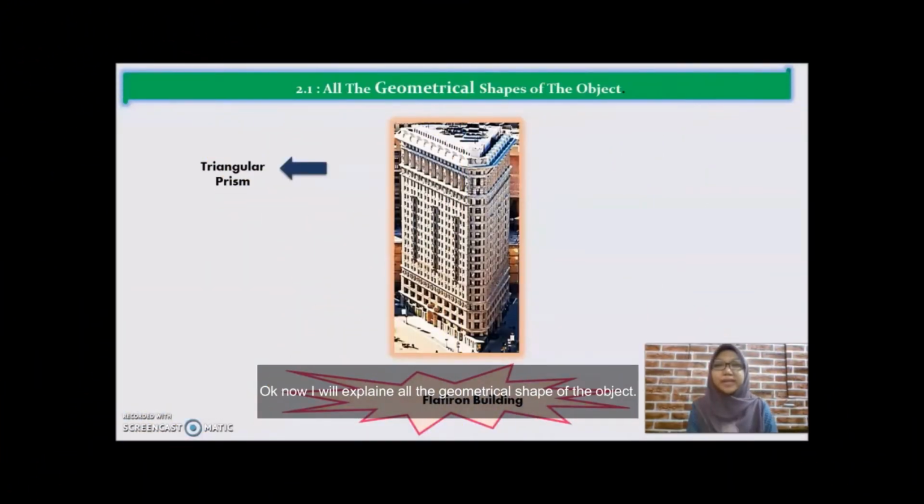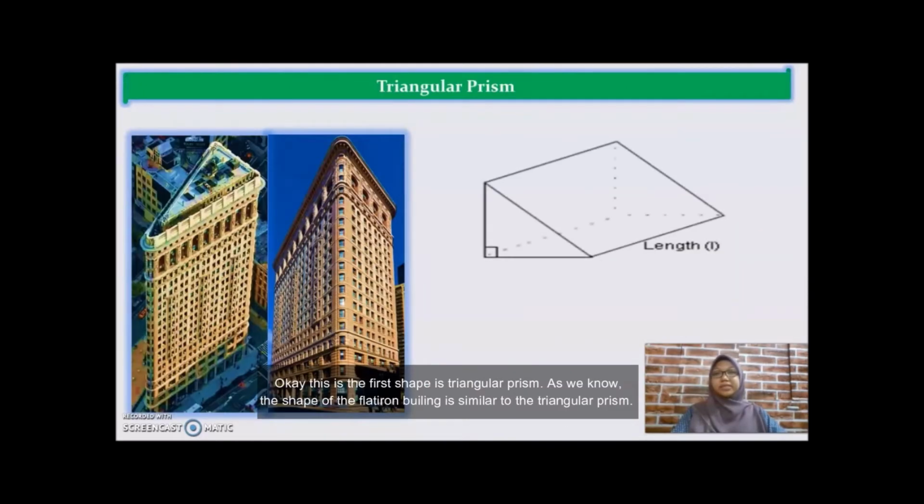Now I will explain all the geometrical shapes of the object. The first shape related to the Flatiron building is the triangular prism. As we know, the shape of the Flatiron building is similar to a triangular prism.